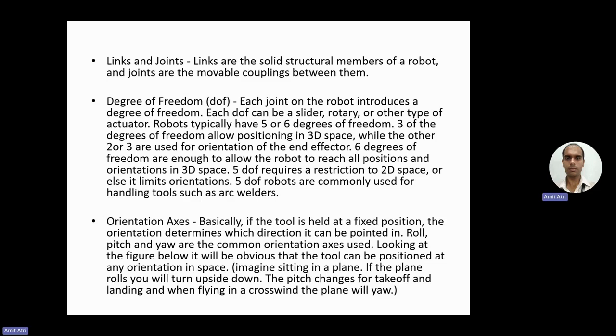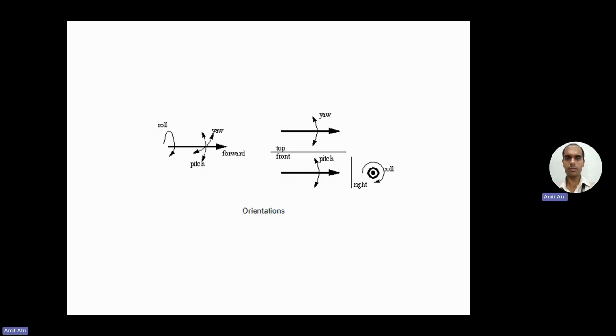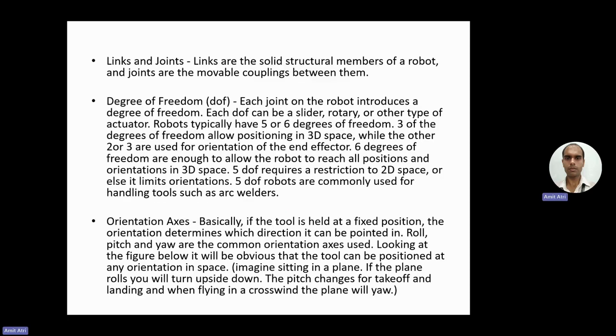We will see here in this diagram the directions: they show the rolling, then yaw and pitch in the forward direction, and roll in the up or down. Looking at the figure below, it will be obvious that the tool can be positioned at any orientation in space.